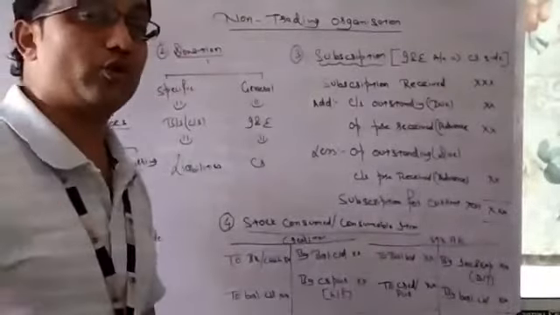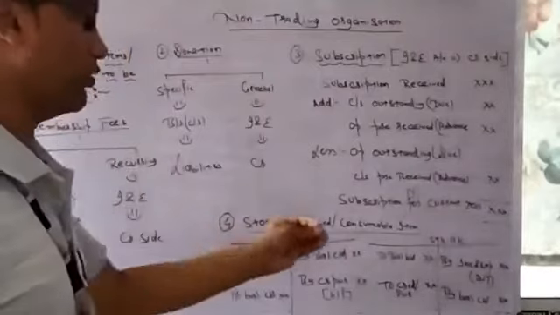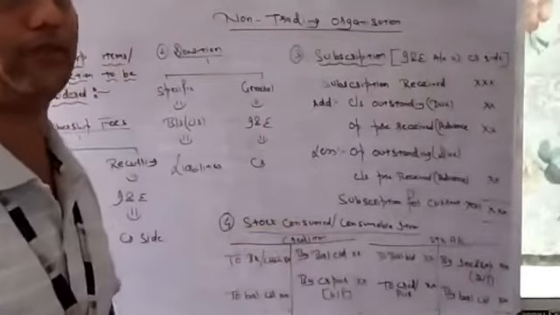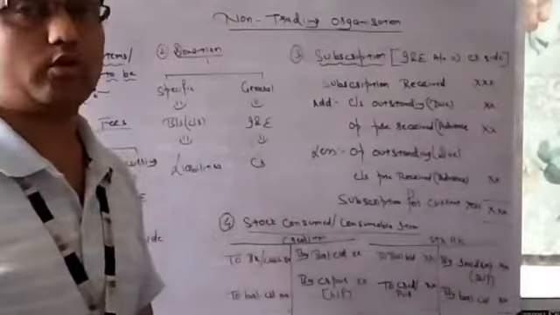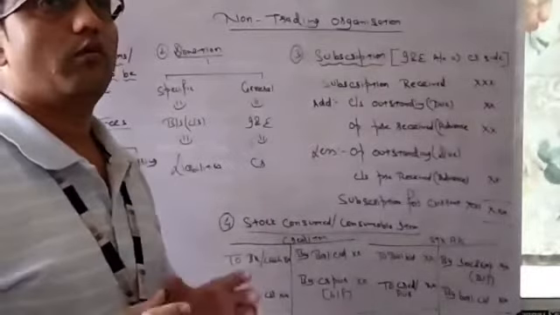Now coming to the last, fourth adjustment: stock consumed, or consumable items. What does that mean?